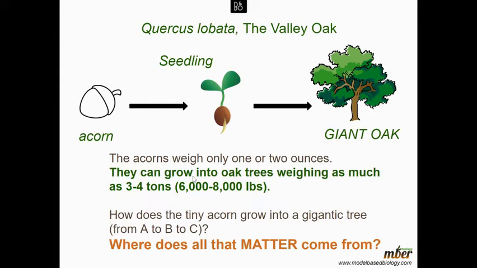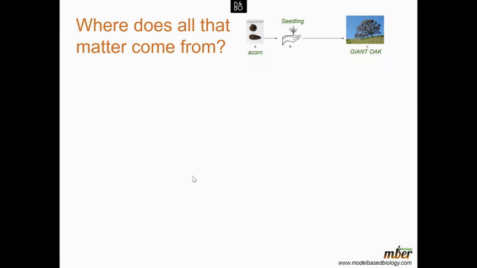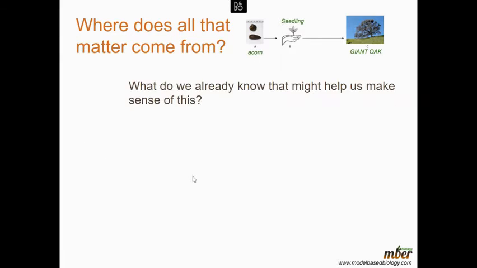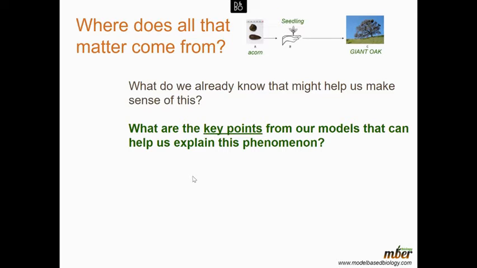I want you to take a minute and write this down in your discussion questions on Google Classroom. Before you do that, think about what we already know that might help us make sense of where all the matter comes from. Remember from The Biggest Loser where all his matter went? Think about where the seed could get the matter.